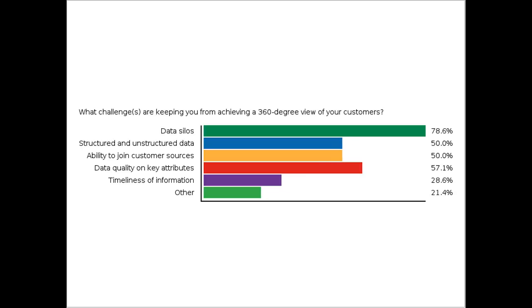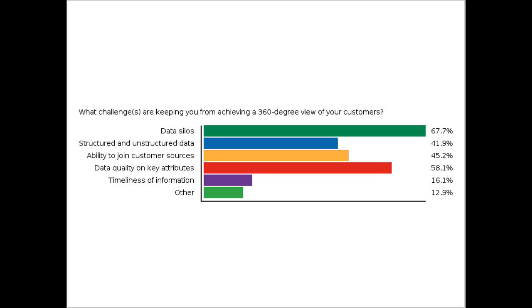And as we take a look at the leaderboard, it is data silos leading at the moment. Oh, but data quality is also coming into a strong second place. But data silos continues to jump ahead. And as our vote total begins to slow a little bit, data silos edging out data quality on key attributes.